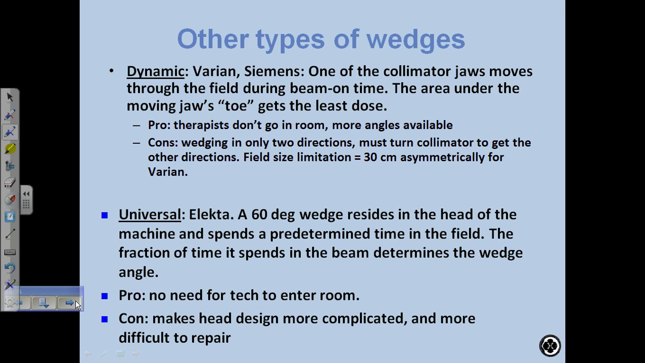So the dynamic wedge is a varying product, and Siemens has one. And, oh, by the way, you guys know that Siemens, about 2 weeks ago, proclaimed that they're out of the radiation oncology market. Well, they pulled out. My feeling is that they couldn't compete with Varian and Elekta. They're moving ahead very quickly. They're bringing all the new technology into the machines, and they're keeping pace with all the technology and all the customer demand. Siemens was not keeping pace. Technology was coming out, but they weren't adapting it into the machines. Customers wanted technology, and they weren't responding. So that's my feeling.